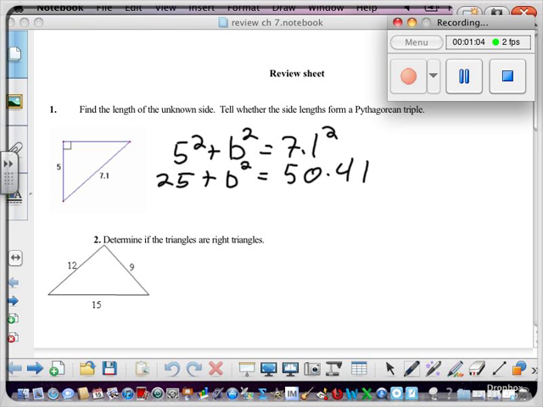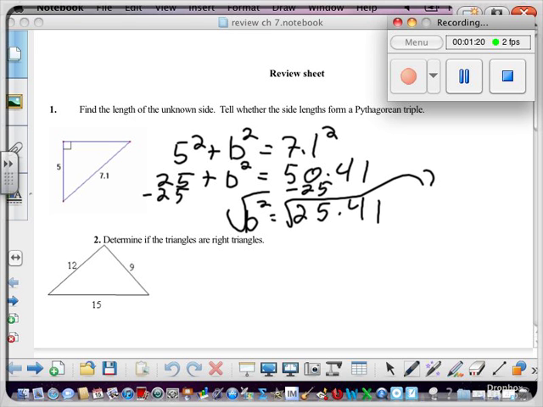And then I'm going to subtract 25 from both sides. And I get B squared equals 25.41. And now what do I do? Square root. So B equals the square root of 25.41, which gives me approximately 5.04.